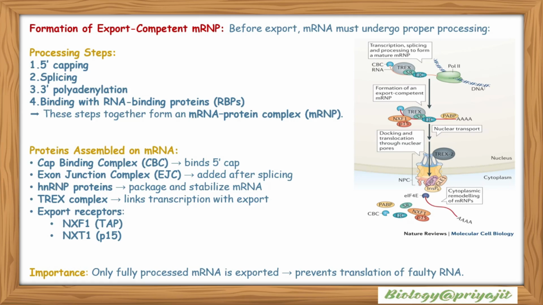Proteins assembled on mRNA: the cap binding complex or CBC binds with the 5' cap. The exon junction complex or EJC is added after splicing. hnRNP proteins help in packaging and stabilization of the mRNA. The TREX complex links transcription with the export process, and export receptors include NXF1 or TAP and NXT1 or p15. Importance: only fully processed mRNA is exported, and it prevents translation of faulty RNA molecules.